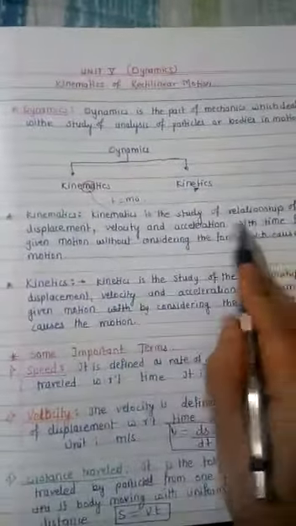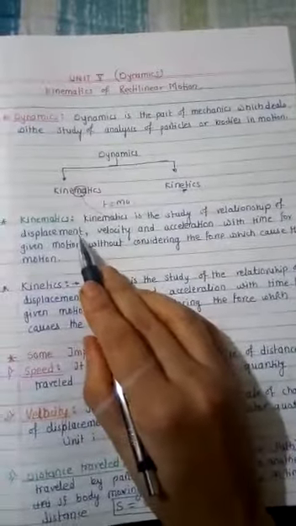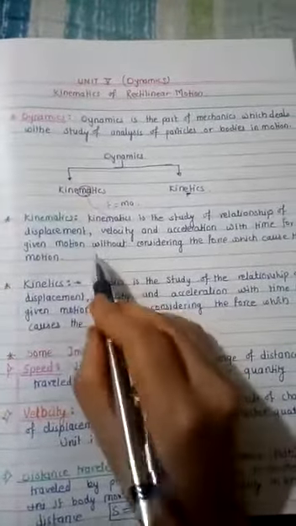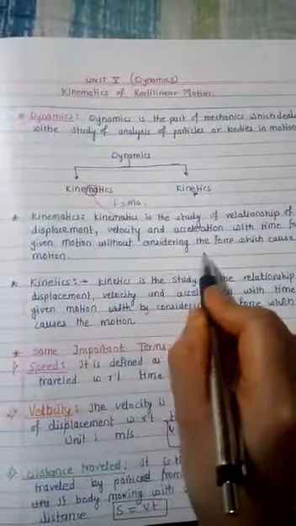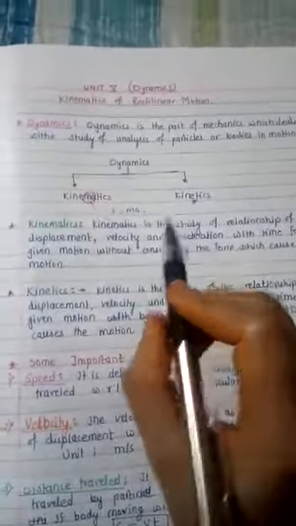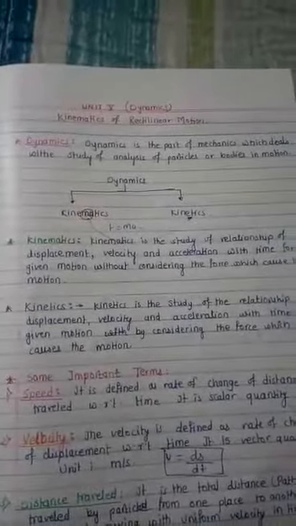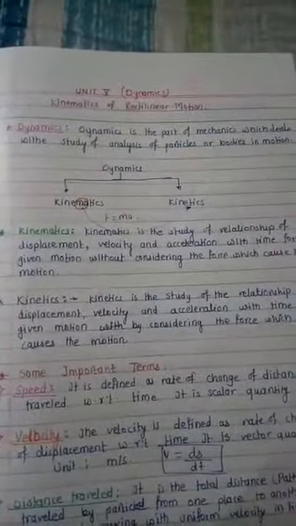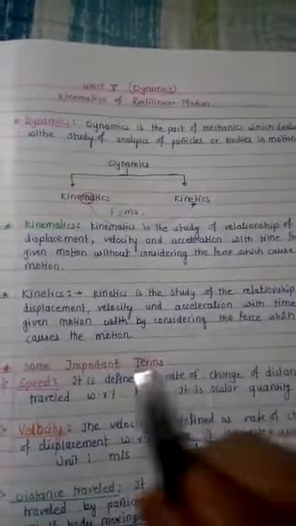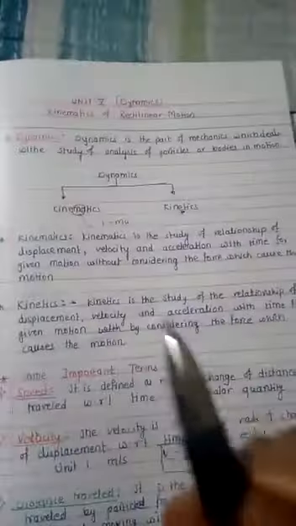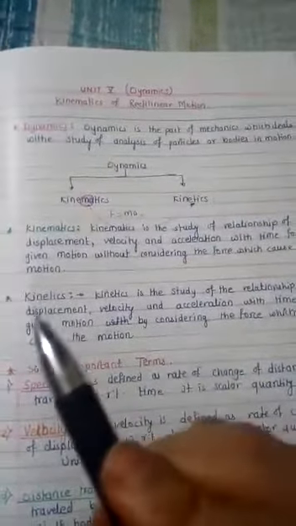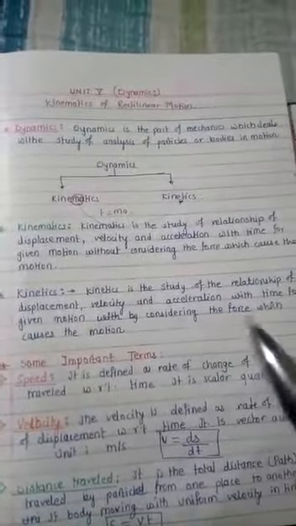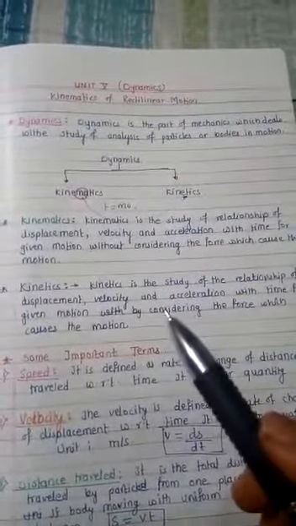Kinematics is the study of the relationship of displacement, velocity, and acceleration with time for a given motion without considering the force. Kinetics means the study of the relation between displacement, velocity, and acceleration with time by considering the force which caused the motion.